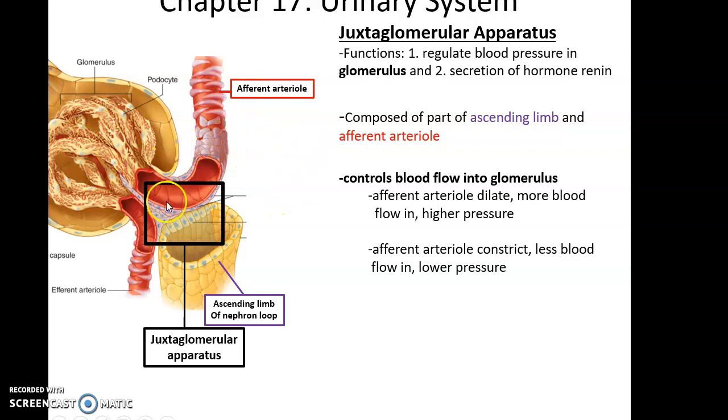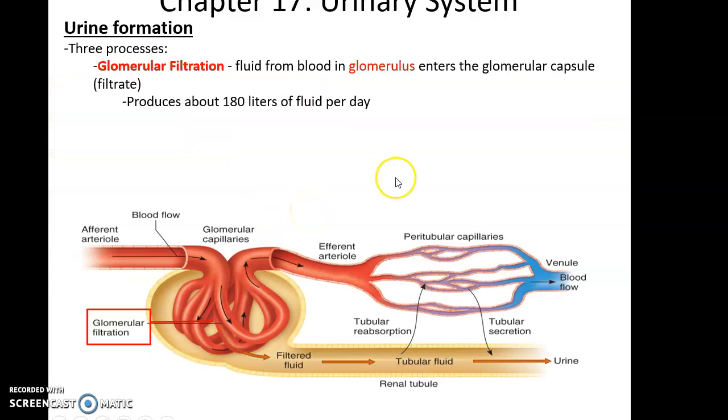And the way it controls that is by the constricting or dilating of the afferent arteriole. If it dilates, more blood enters the glomerulus, increasing the blood pressure. If it is constricted, less blood enters the glomerulus, lowering the blood pressure. So we have the glomerular filtration occurring in the glomerular capsule. So again, fluids are leaving the glomerulus and entering the glomerular capsular space.